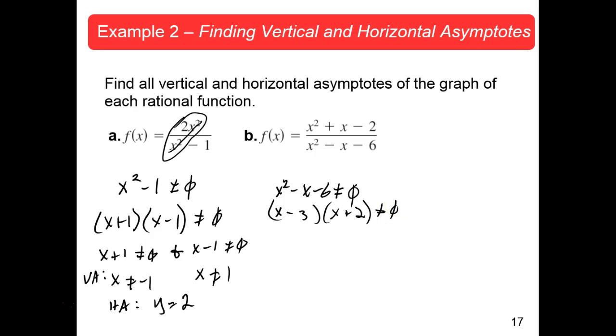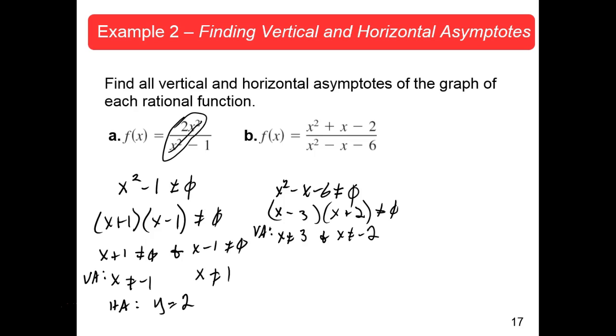Sorry about that. And what does that tell you? X cannot equal 3, and x cannot equal negative 2. Two vertical asymptotes, you got them. Those are your VAs, vertical asymptotes. How about your HAs?